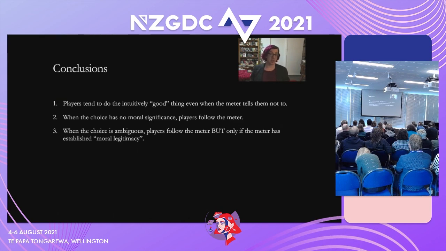We actually have a lot more data than this, but this one result gives us an interesting perspective on how to think about morality meters. They do influence player choices, but not necessarily in the obvious way that we might have expected. And it matters what the player's long-term assessment is of the morality expressed by the meter and whether it matches with the player's own morality.